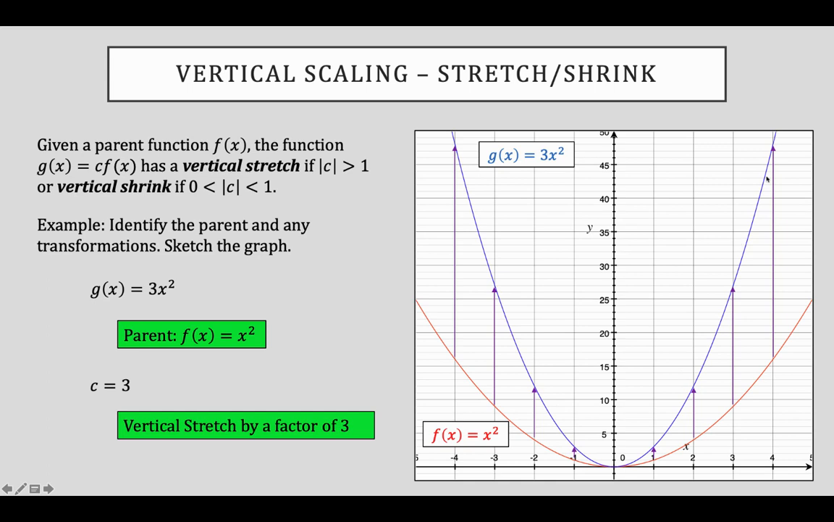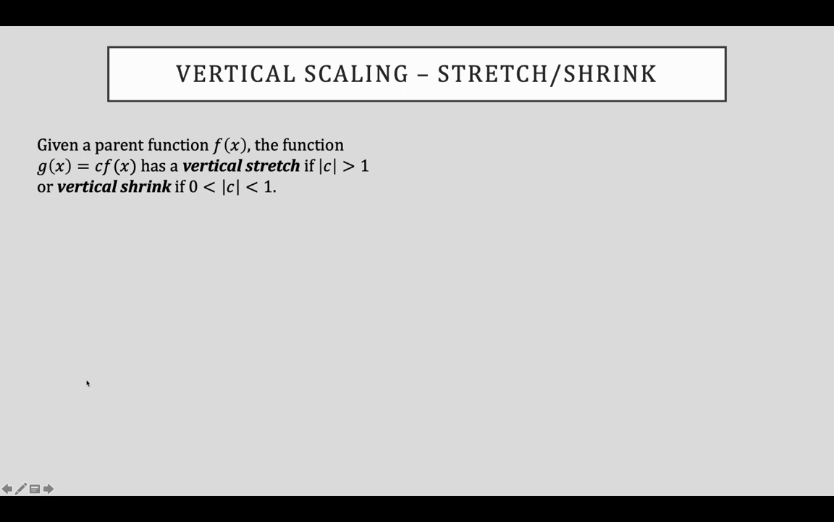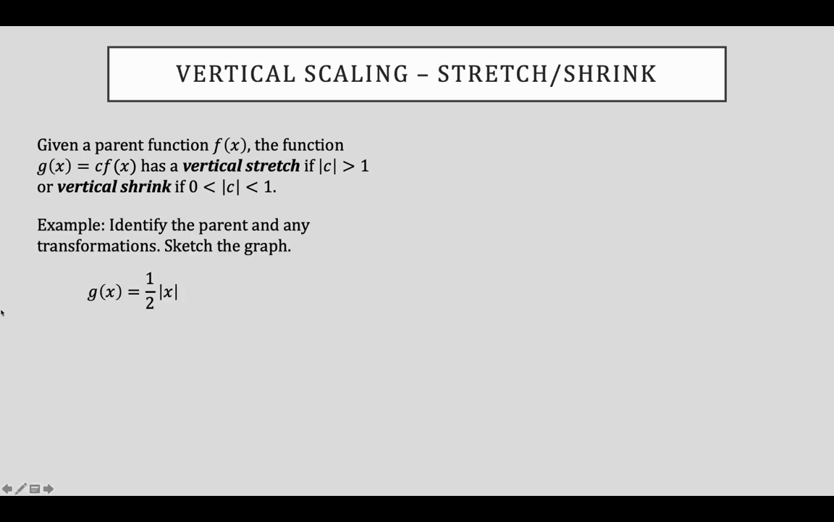All right? Here in blue, I have the graph of g of x. g of x is equal to 3 times x squared. This is a vertical stretch by a factor of 3. Again, vertical scalings impact the y values. Take the y values of your parent function and multiply them by the constant c. Let's look at another one here. Identify the parent and any transformations. Sketch the graph. Here I have g of x is equal to 1/2 times the absolute value of x. What type of function are we dealing with? This is an absolute value function.